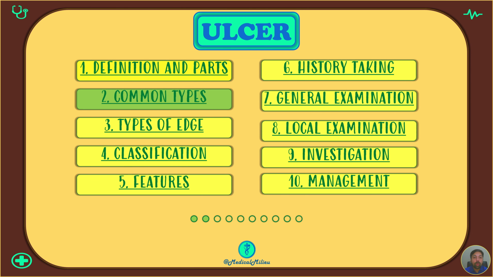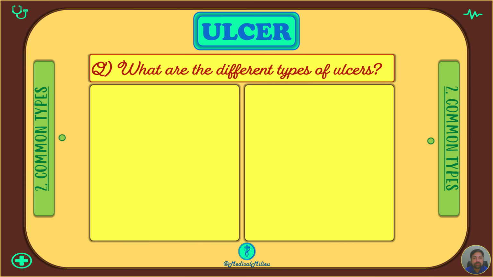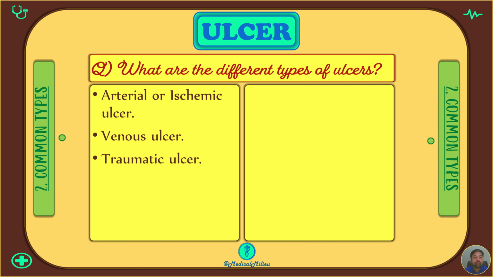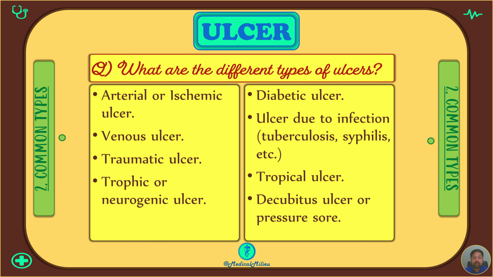Part 2. Common types of ulcer. The common types of ulcers are arterial or ischemic ulcer, venous ulcer, traumatic ulcer, trophic or neurogenic ulcer, diabetic ulcer, ulcer due to infection like tuberculosis, syphilis, tropical ulcer, decubitus ulcer or pressure sore.